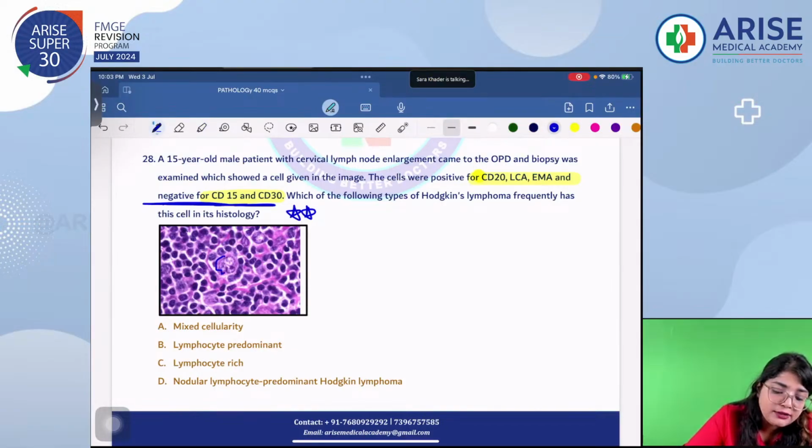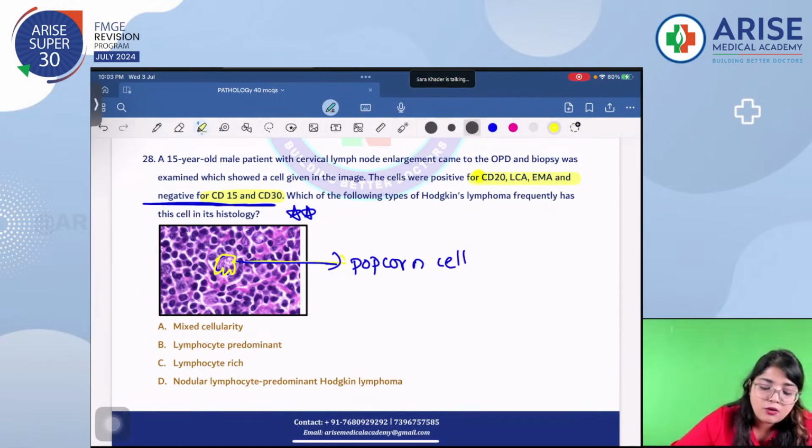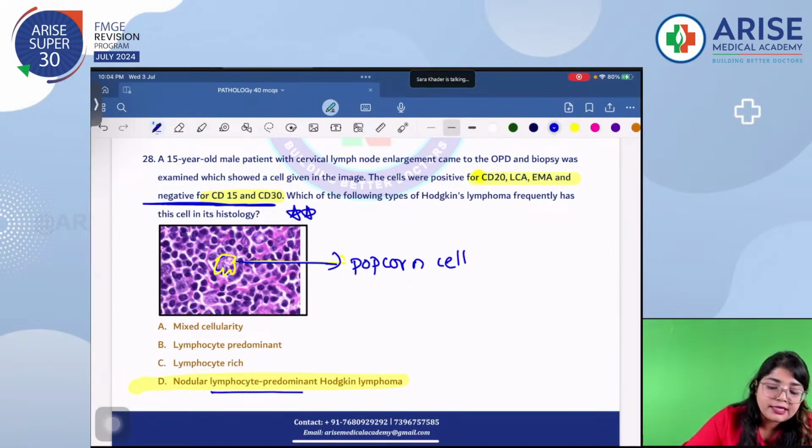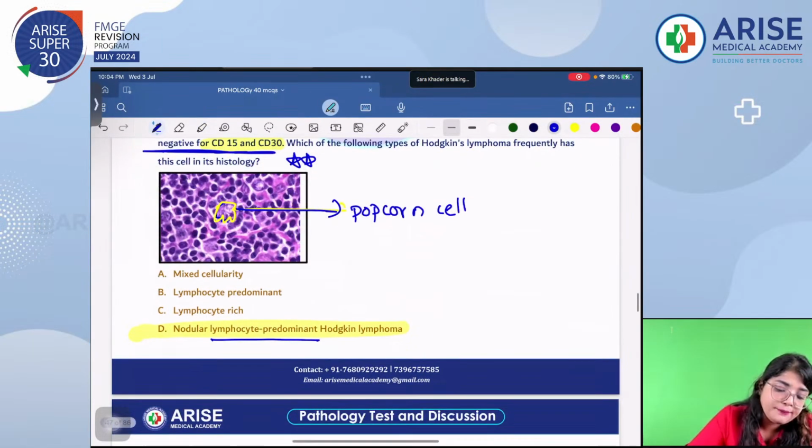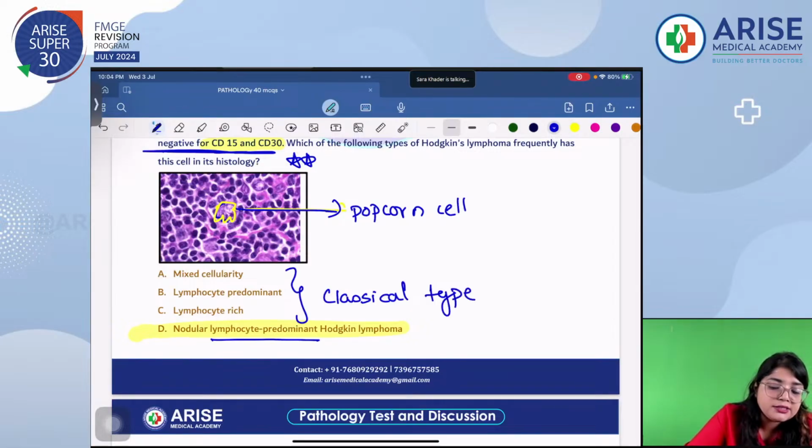So what cell do you see here? You see a very classical Reed-Sternberg cell, which is the popcorn cell. And this is seen in Hodgkin's. Which type of Hodgkin's lymphoma? Nodular lymphocytic predominant Hodgkin's lymphoma. These are all your classical type of Hodgkin's lymphoma. Hodgkin's lymphoma mixed cellularity shows you the classical Reed-Sternberg cell.